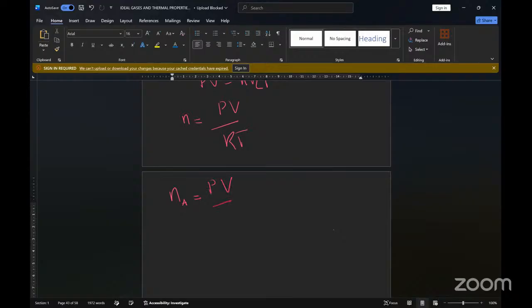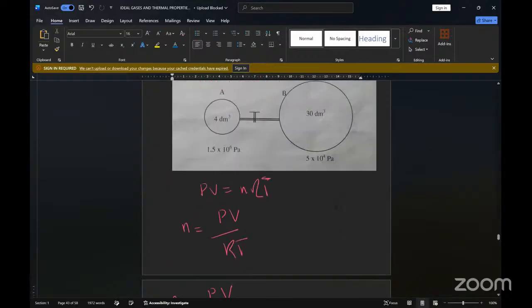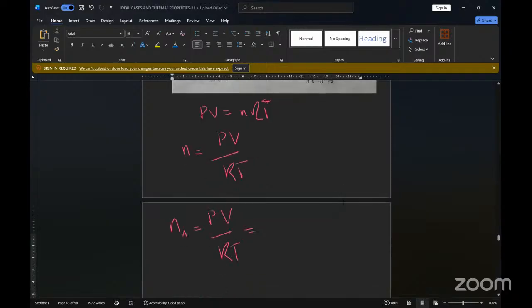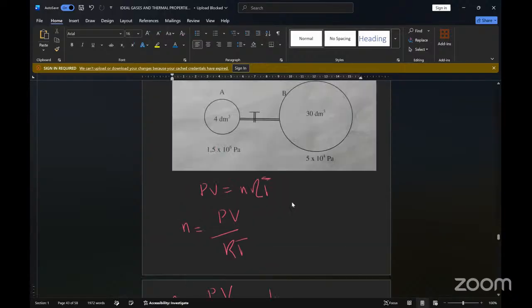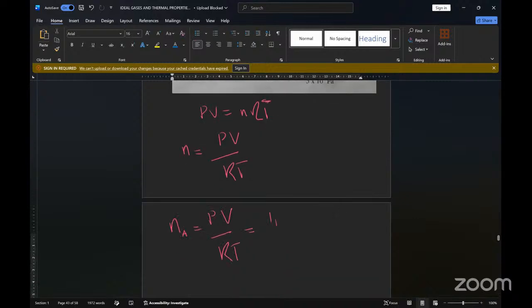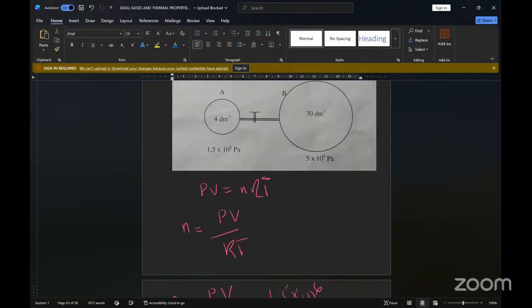PV over what? RT. So what is the pressure there? It is indicated as 1,5 times 10 raised to the power 6 Pascal. So it's already in Pascal. So we write 1,5 times 10 raised to the power 6 Pascal. That is the value for A, this one.